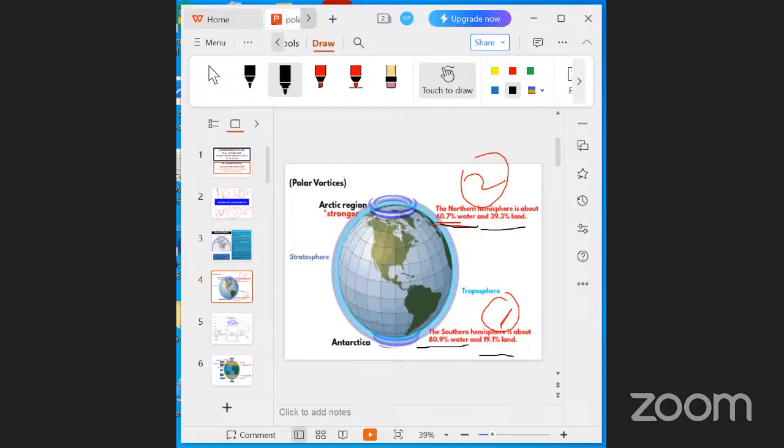The term vortex basically is clockwise or counterclockwise, depending upon the hemisphere. In the Northern Hemisphere, it is anti-clockwise, and in the Southern Hemisphere, it is clockwise.